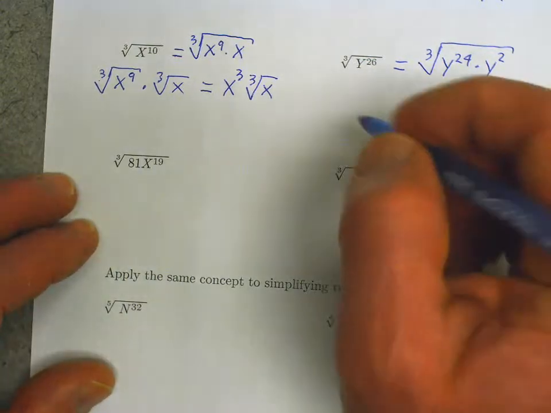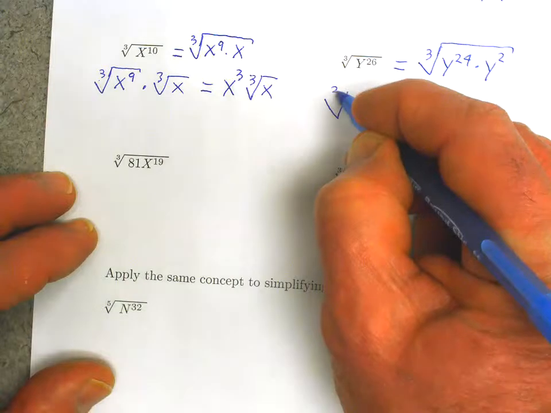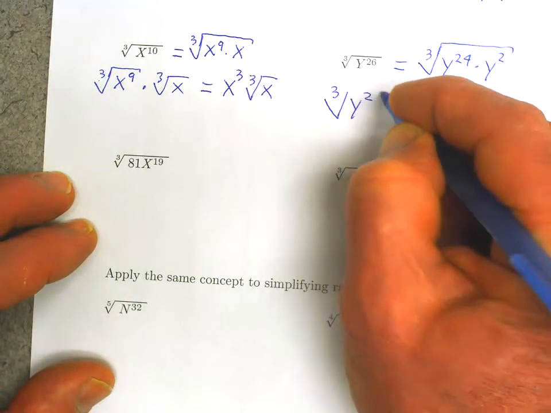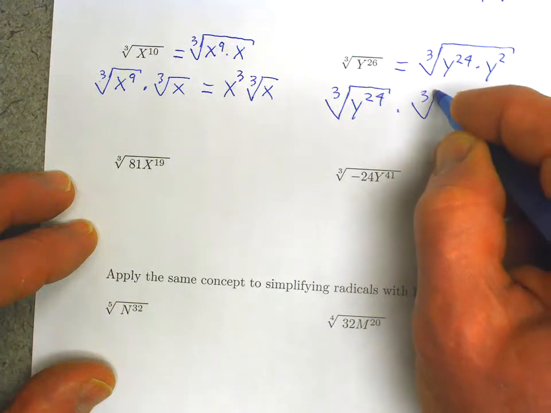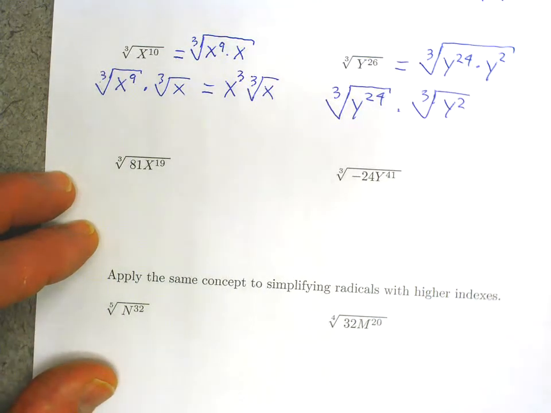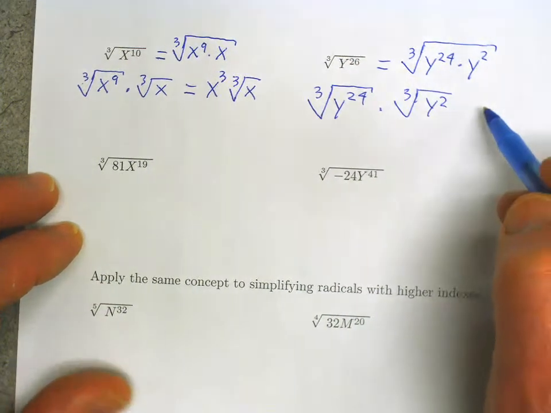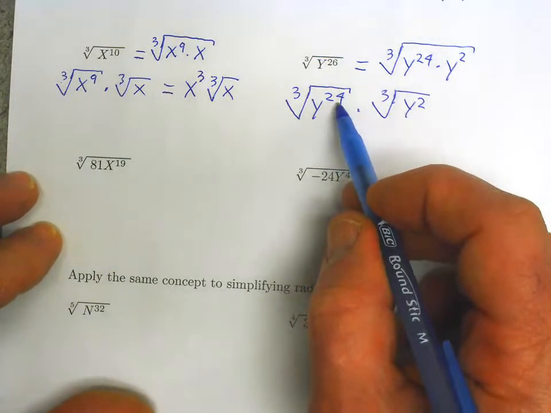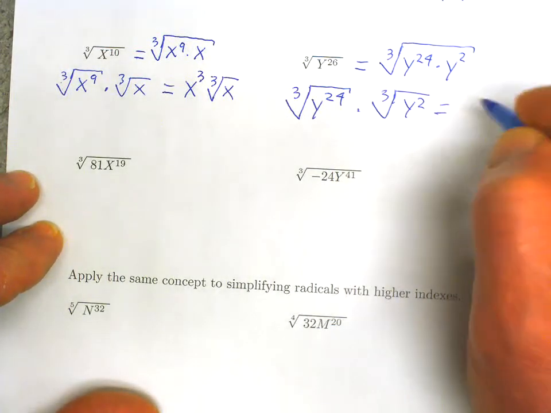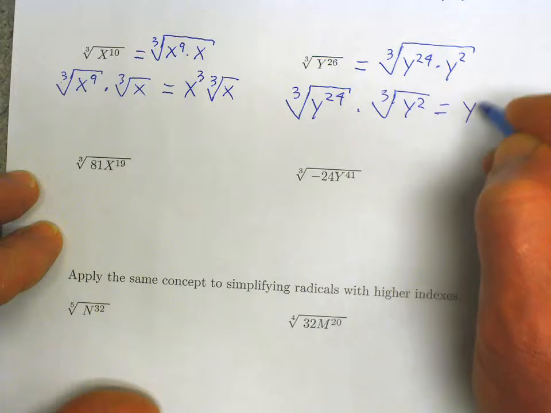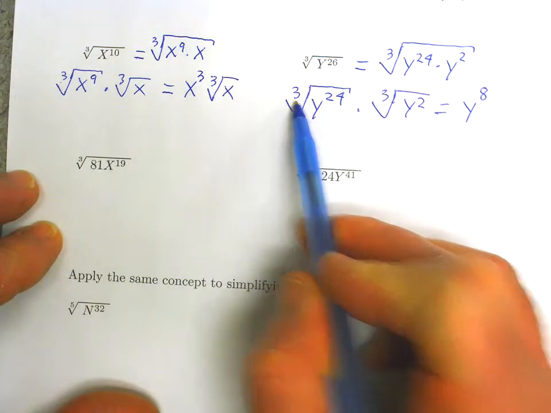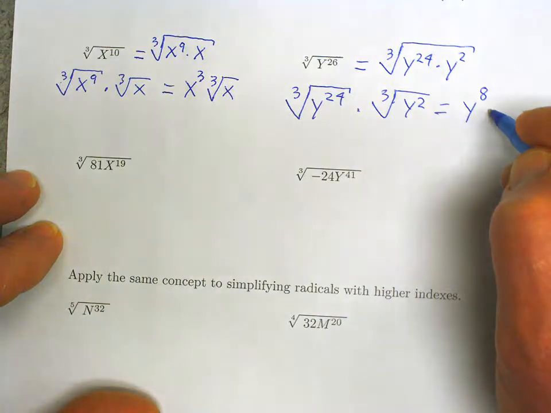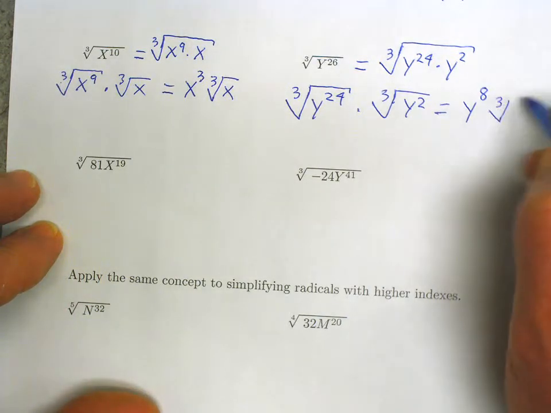Okay, in the next step, we write this as the cubed root of y to the 24th times the cubed root of y to the 2nd. And then we simplify the cubed root of y to the 24th. That simplifies to y to the 8th because the exponent 24 divided by the index 3 is 8. And so our final answer is y to the 8th times the cubed root of y to the 2nd.